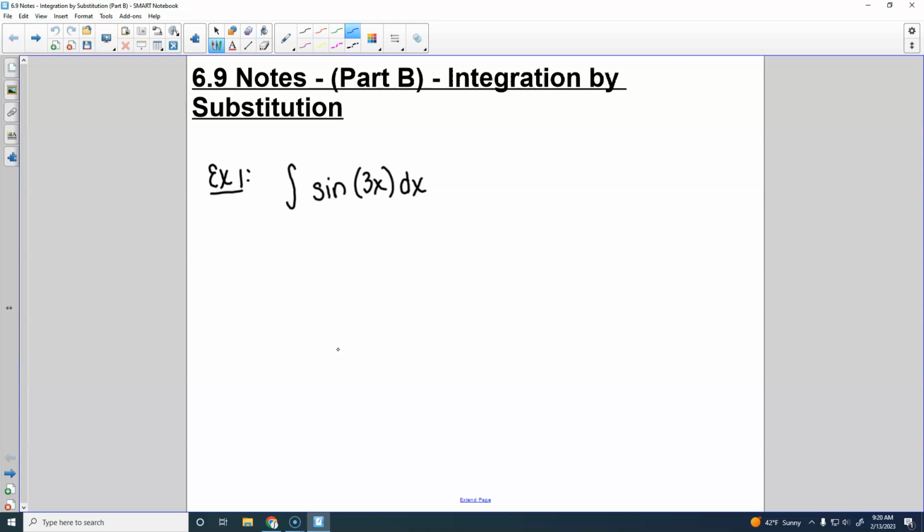We just have the integral of sine of 3x dx. So right here, our 3x is going to be our u. So our u for this is 3x. That means our du is just going to be 3 dx. So we need a 3 with our dx right here. And if we put a 3 there, we've got to put a 1/3 out front to balance that out.